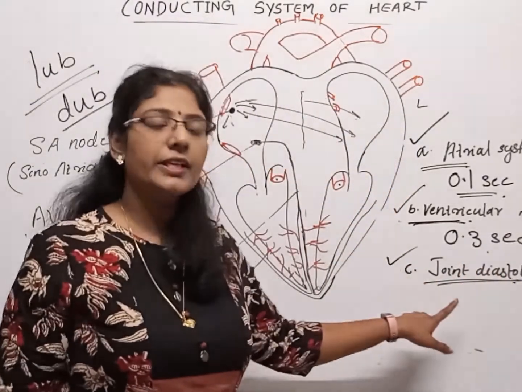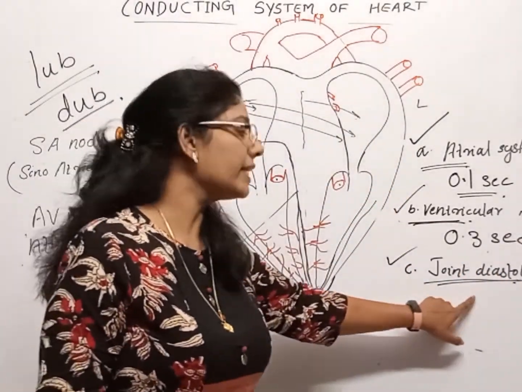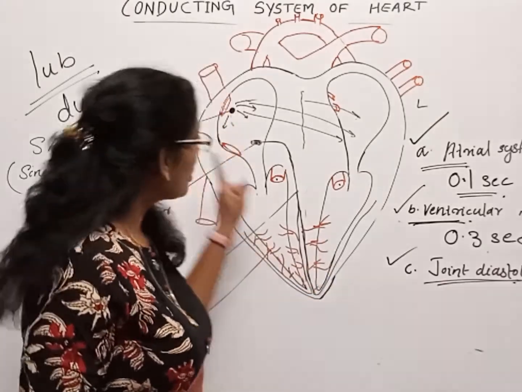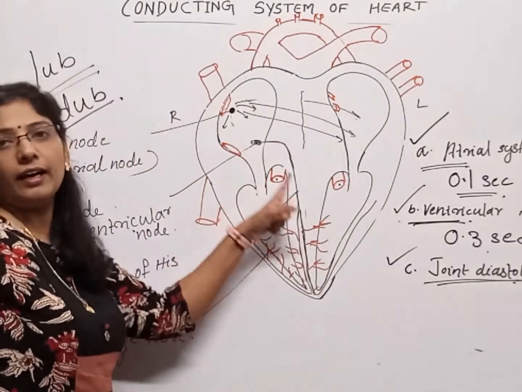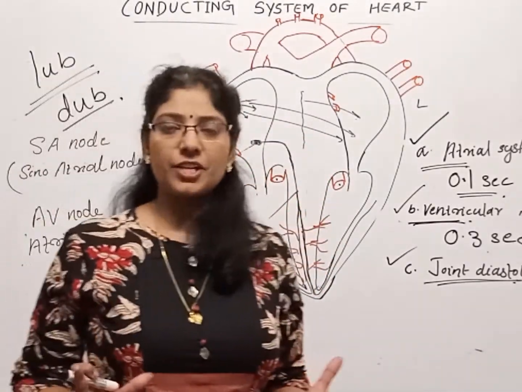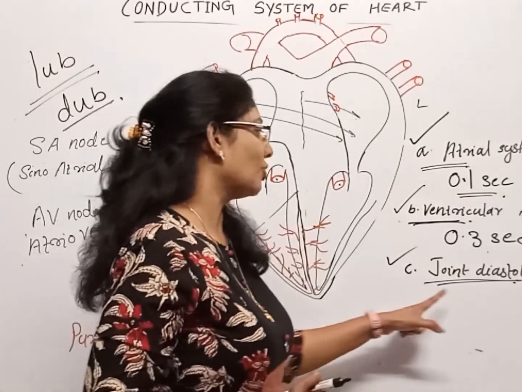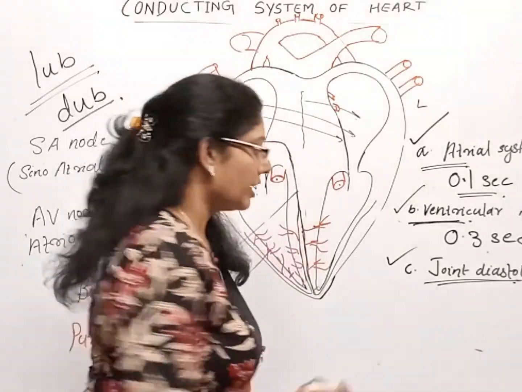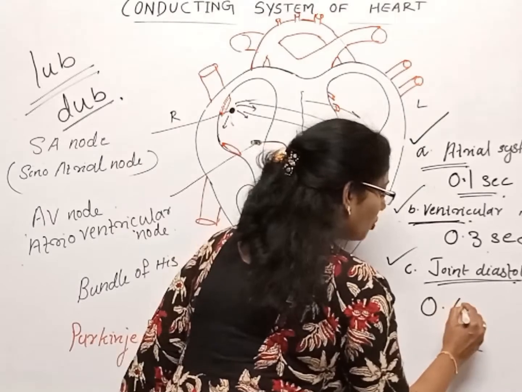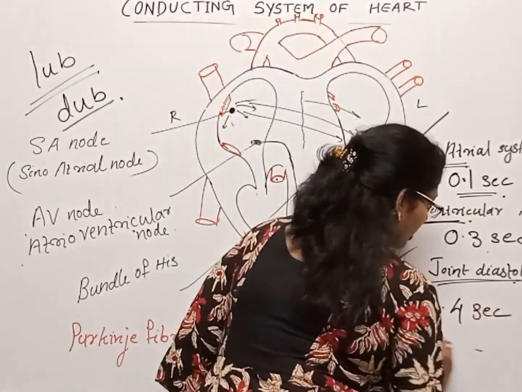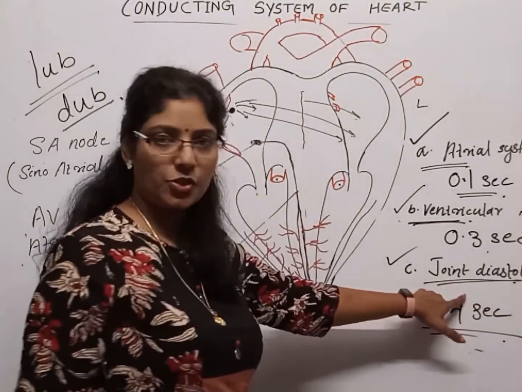Next we will see the joint diastole. Joint diastole is also called complete diastole. When all the chambers of the heart are in relaxation, this condition is called joint diastole. Near about 0.4 seconds duration is there for joint diastole.